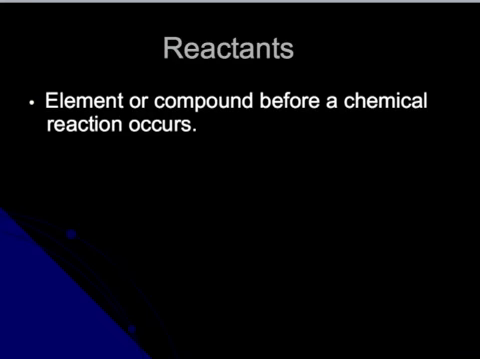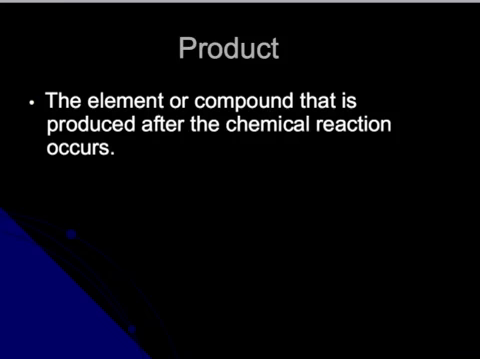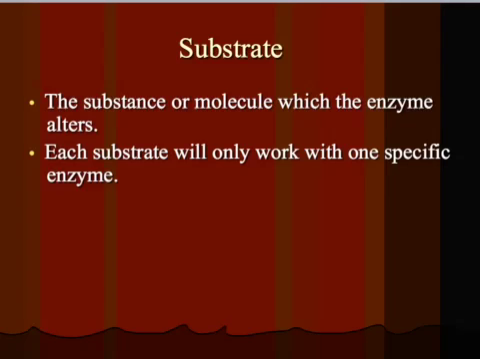A reactant is an element or compound before the chemical reaction. Another vocab term is a product, which is the element or compound after the chemical reaction. So these are the chemicals that the chemical reaction produces, hence why it's called a product. A substrate is the substance or molecule which the enzyme alters. So now this is the chemical reaction that occurs inside of your human body. The substrate is the chemical or molecule that the enzyme is going to act upon.